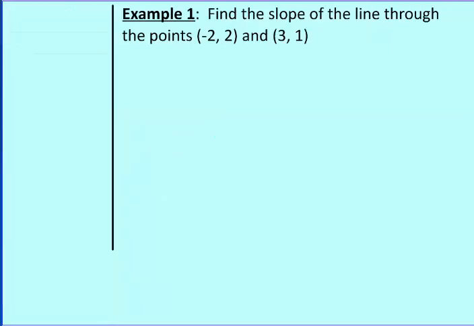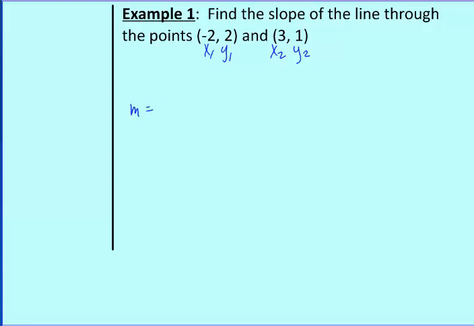So let's look at an example. We're going to find the slope of the line through those 2 points. So it helps if you label first what your points are. x1, y1, x2, y2. Okay, so the first point is x1, y1. So we use the ones because that's the first point. And then on the second point, the 3, 1, we use the subscript 2 because that's the second point. So x2, y2 just means that's the second point.